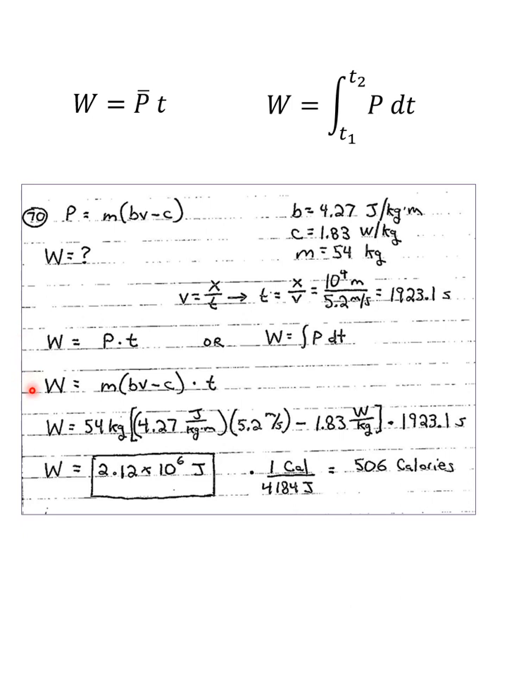And so we plug in that formula for power, and then we can plug in all the given constants, and what we end up with is work is 2.12 times 10 to the 6th joules. Now we can convert that to calories if we're interested, and 2.12 times 10 to the 6 joules multiplied by 1 food calorie, which is actually known as a kilocalorie, divided by 4184 joules, and we get 506 calories.